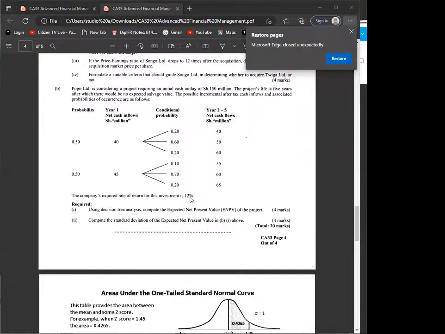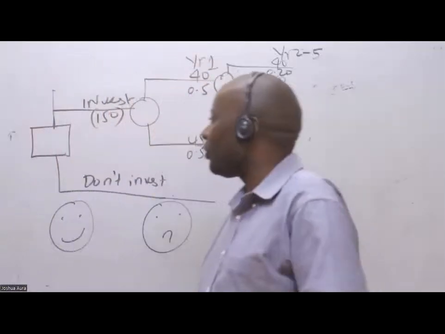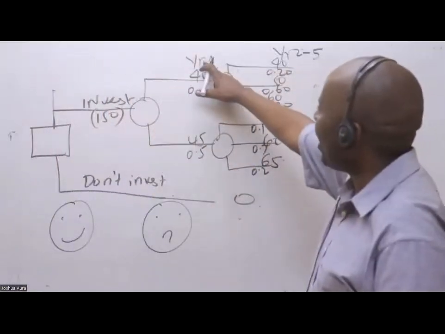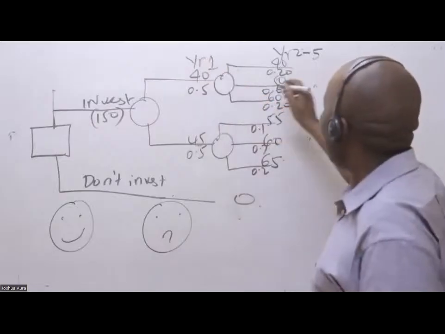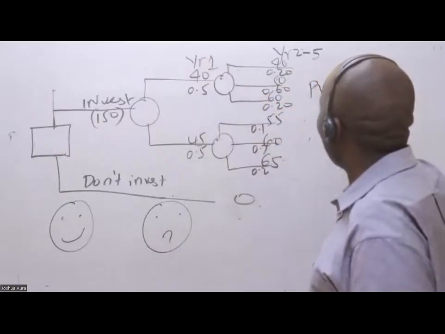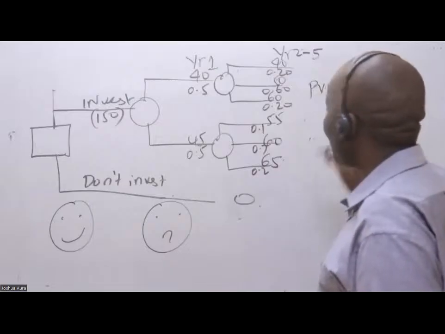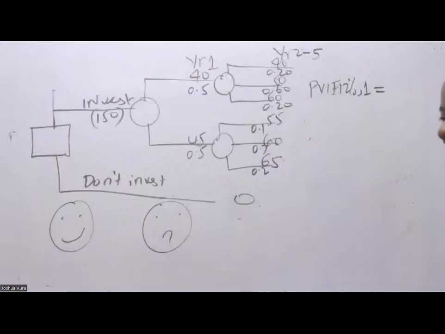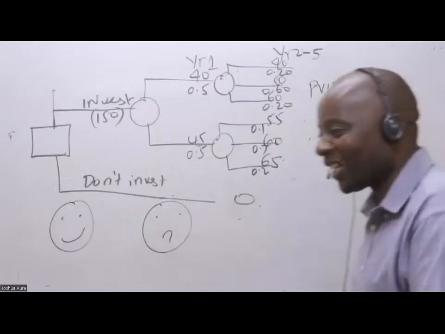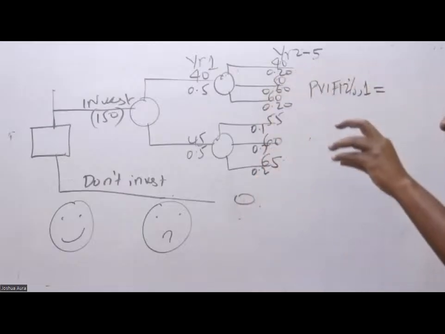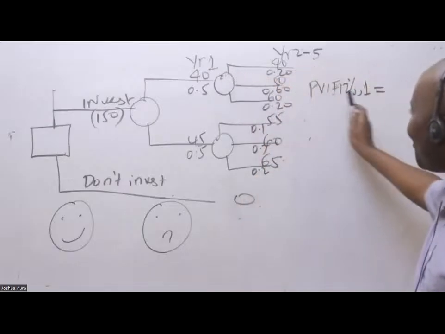They gave us 12%. So then could you kindly do me a favor? I need some discounting factors here. I need for year 1. So please, for year 1, I need you guys to give me PV 12% end of year 1. Look at this guy called PV. So PV 12% end of year 1.